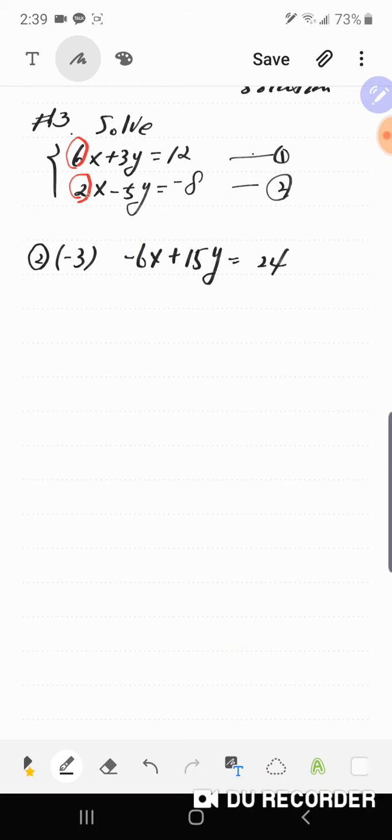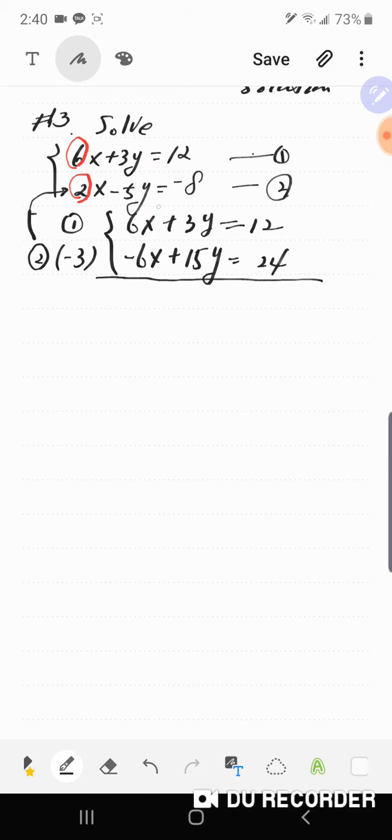So we multiply the second equation by -3. And the first equation is unchanged: 6x plus 3y equals 12. Then we made the coefficients of x the same with different signs. So why don't we just add these two equations? Then the x terms cancel out, and the y terms become 18y equals 36.